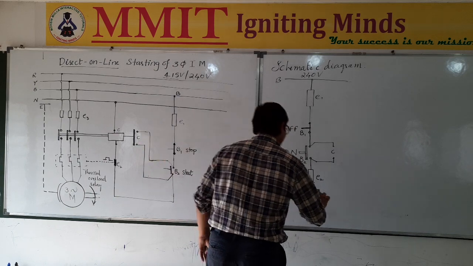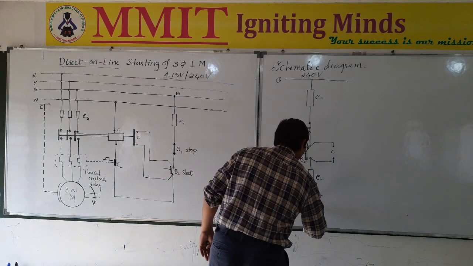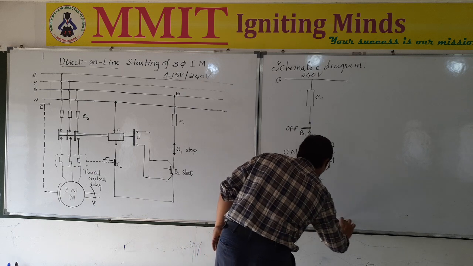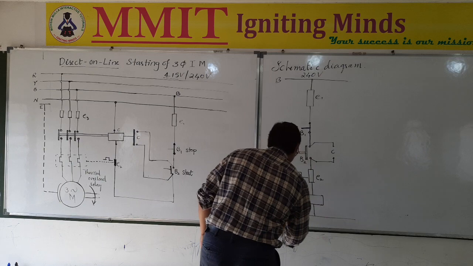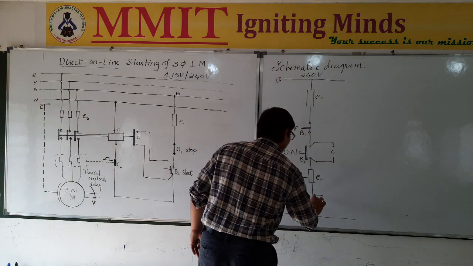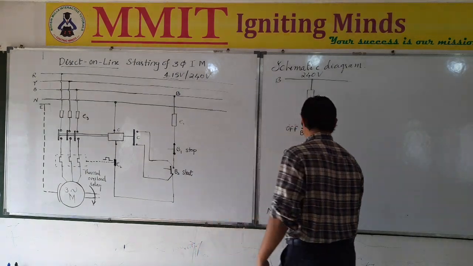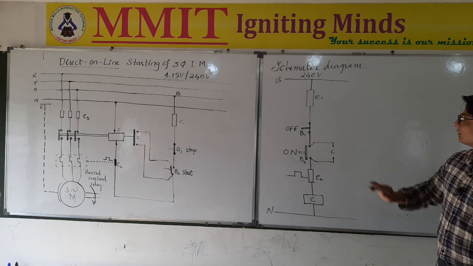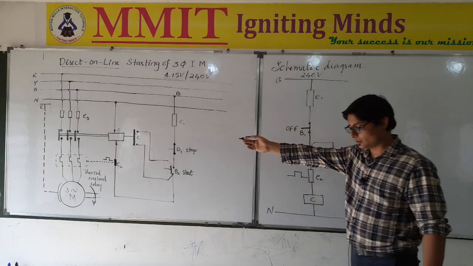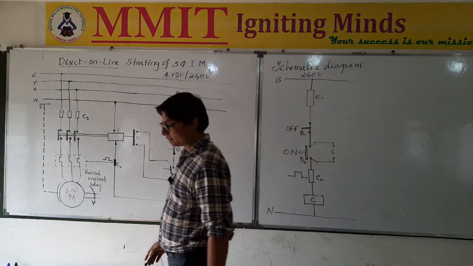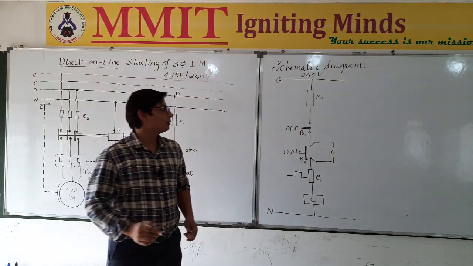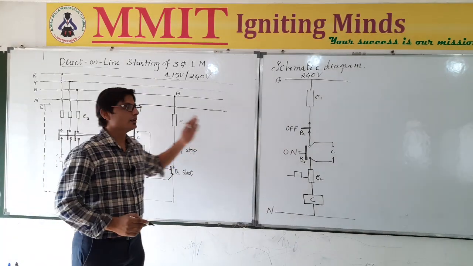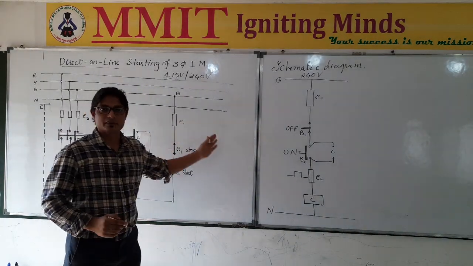Then from there it is connected to the contactor, and finally the other terminal, which is the neutral terminal, is connected from here. So this is the contactor C. This is the schematic representation of the control circuit of the three-phase induction motor started with the direct online method. I hope you have understood the wiring diagram as well as the schematic diagram of the direct online starting of the three-phase induction motor.